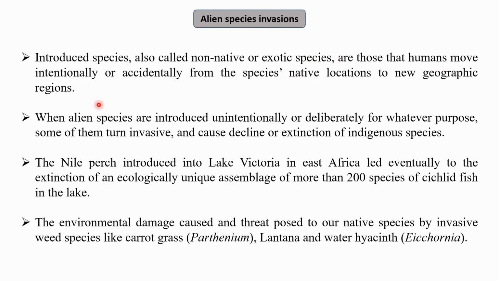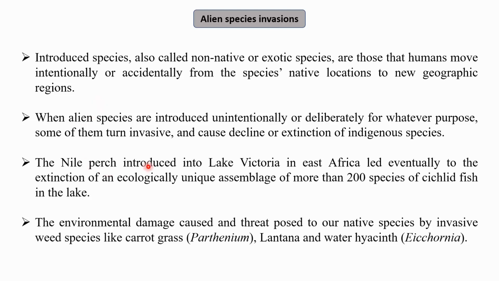And when these introduced species or alien species, or we can say exotic species that are not native to a particular place, are introduced unintentionally or deliberately for whatever the purpose is, some of them might turn into invasive species. So they might compete with the native population for the resources, for the space, and for the food. And sometimes they overpower the native species, thereby causing the decline or the extinction of the indigenous or local species that were actually native to that particular place.